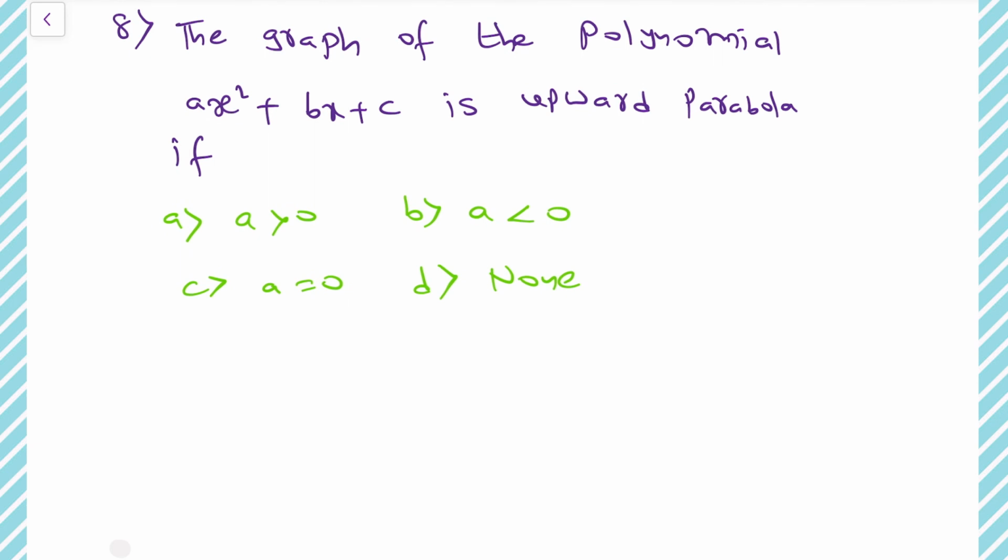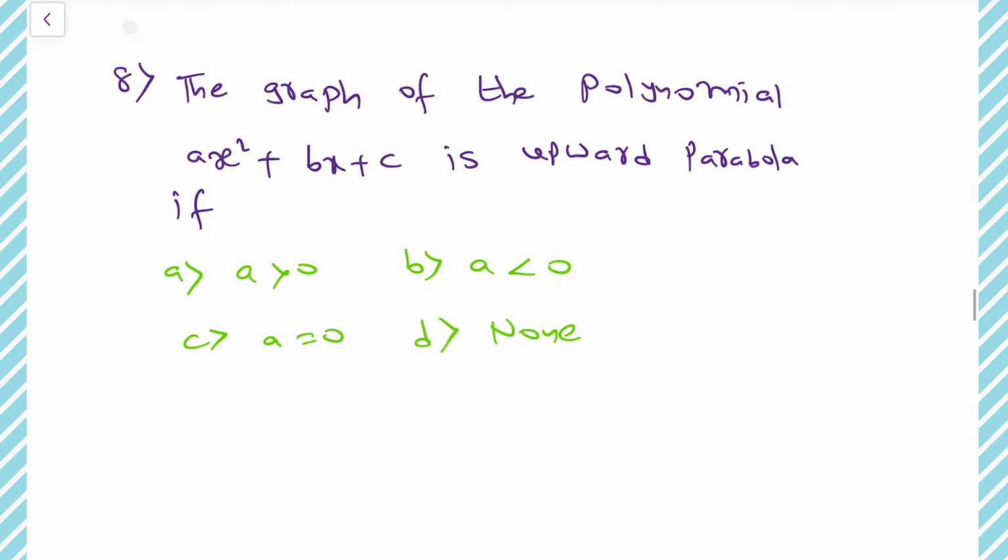The graph of the polynomial ax square plus bx plus c is an upward parabola if the x square coefficient is greater than 0, then the polynomial opens upward. So a should be greater than 0. In case it is less than 0, it opens down like this. In case it equals 0, that is not a quadratic polynomial at all. That is a linear polynomial, and a linear polynomial is always a straight line.